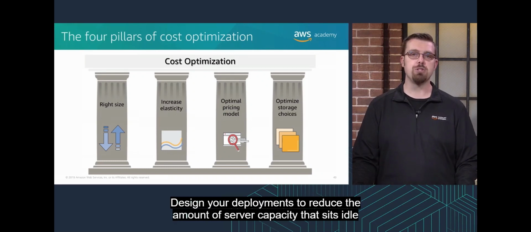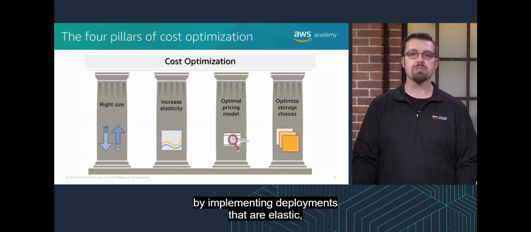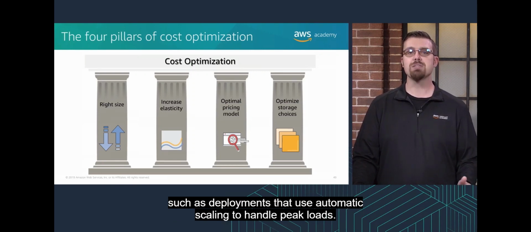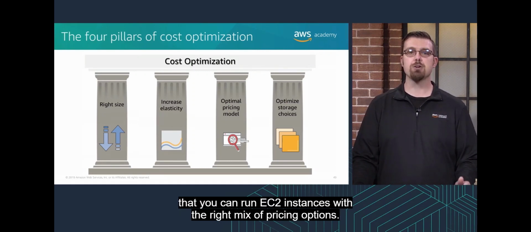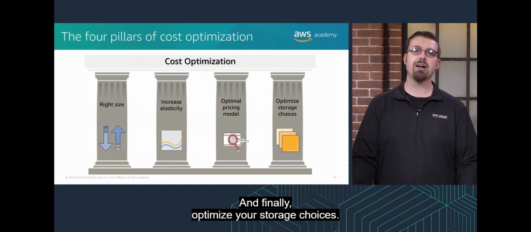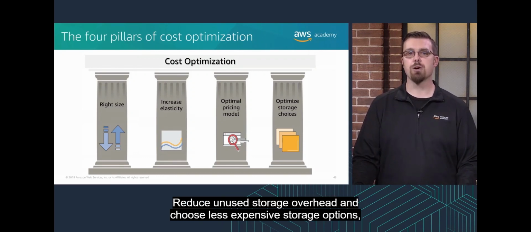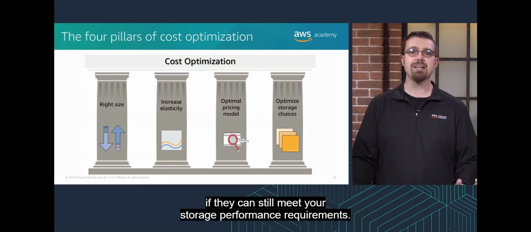Design your deployments to reduce the amount of server capacity that sits idle by implementing deployments that are elastic, such as deployments that use automatic scaling to handle peak loads. Third, choose optimal pricing. Analyze your current usage patterns so that you can run EC2 instances with the right mix of pricing options. And finally, optimize your storage choices. Reduce unused storage overhead and choose less expensive storage options if they can still meet your storage performance requirements.